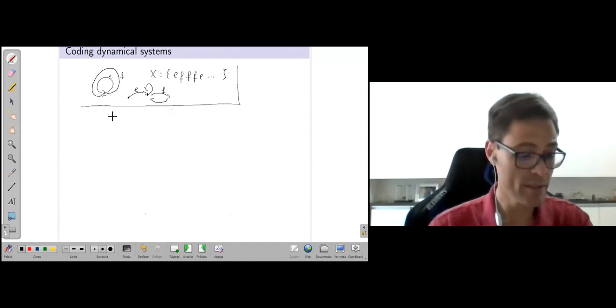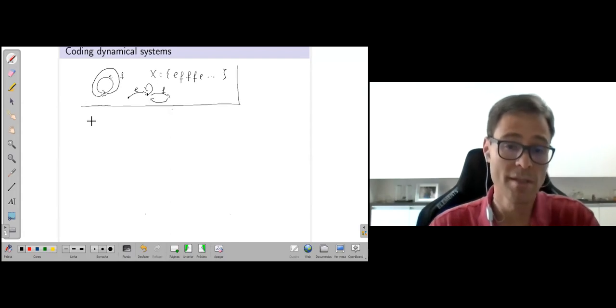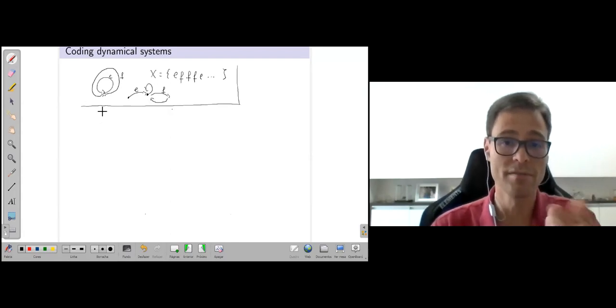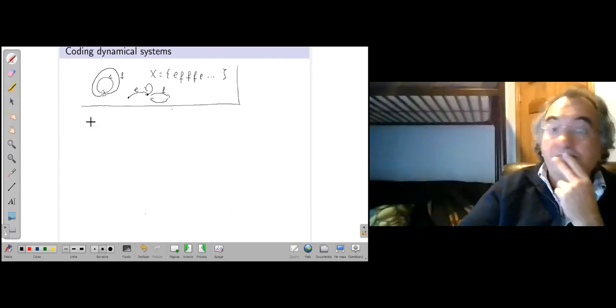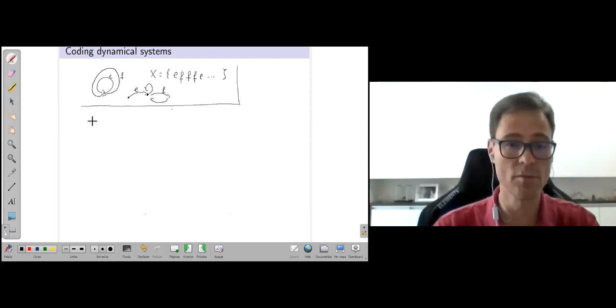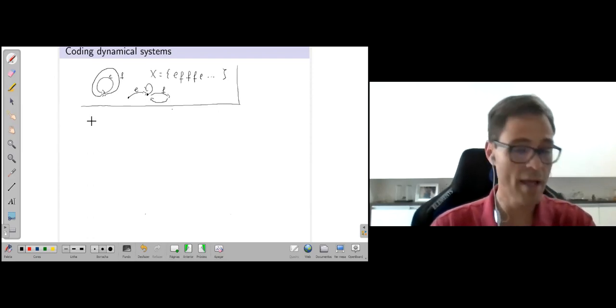But why do we want to look at this, right? One of the main ideas is that this is the way to code shifts of finite type, which are very much studied in symbolic dynamics. And the idea behind studying symbolic dynamics is to code any dynamical system. So let's say you have a dynamical system.